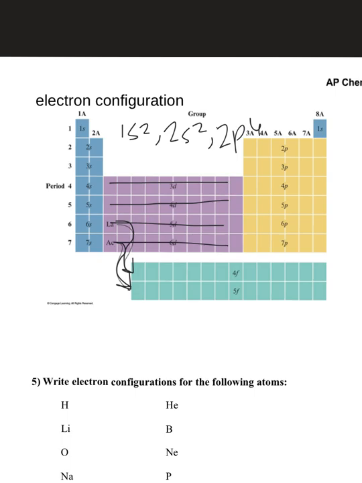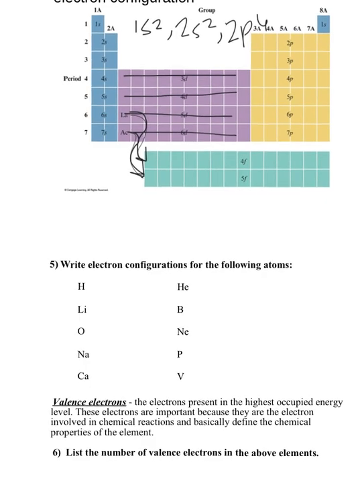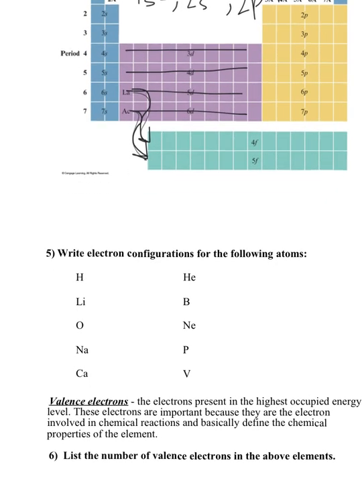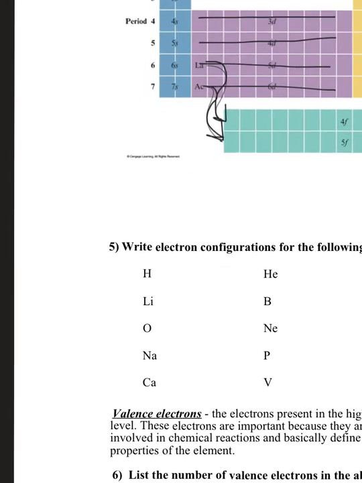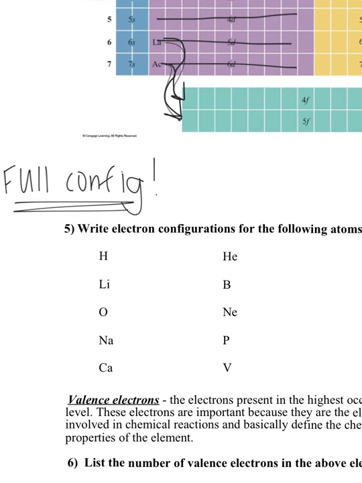Alright, so they want us to write the electron configuration for the following atoms. Also keep in mind, remember we talked about the shorthand notation last year. Always do the full configuration unless they ask for the shorthand. Okay, and we'll do some of both. Maybe let's go here, and then we'll do the shorthand, because those are the bigger ones on the bottom.